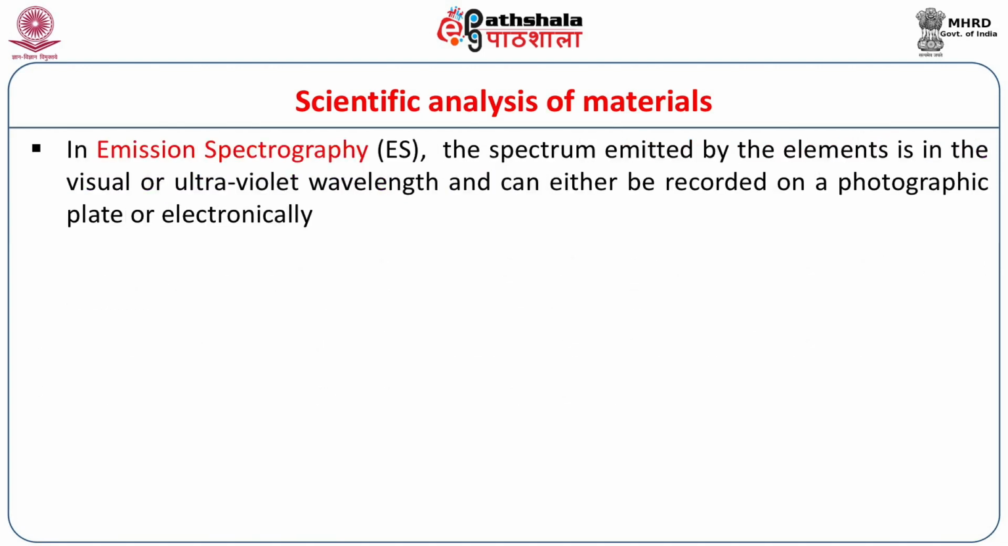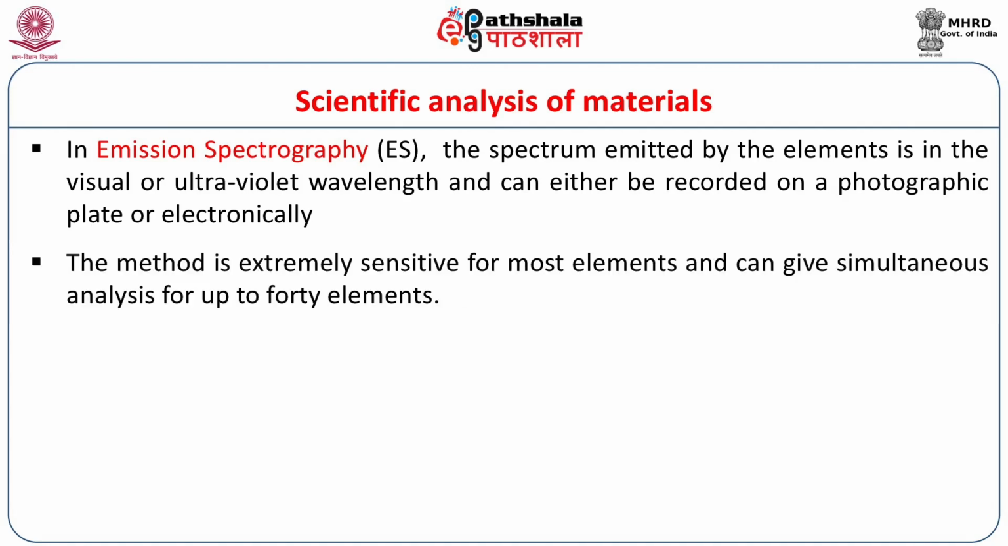Emission spectrometry. In this type of spectrometry, the spectrum emitted by the elements in the visual or ultraviolet wavelength can be recorded either on a photographic plate or electronically. The method is extremely sensitive for most elements and can give simultaneous analysis for up to 40 elements.